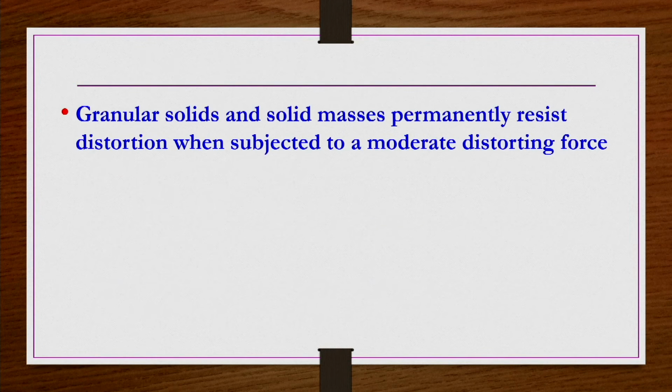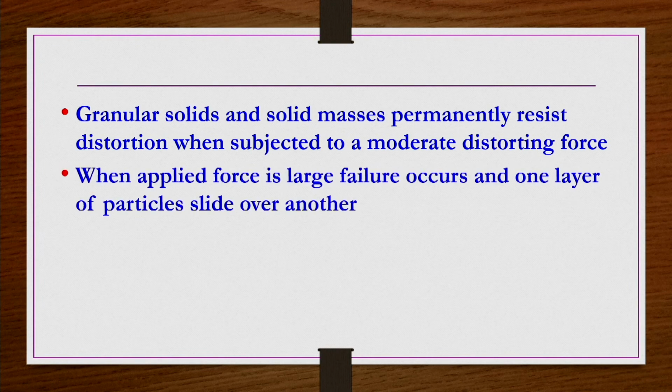Further, granular solids and solid masses permanently resist distortion when subjected to a moderate distorting force. So, if you have a Newtonian fluid, when you apply a force, the fluid will continuously deform as long as the effect of that force exists on the fluid elements. But in the case of granular solids or solid masses, as long as the external distorting force is in the small or moderate range, they permanently resist distortion and will not flow.